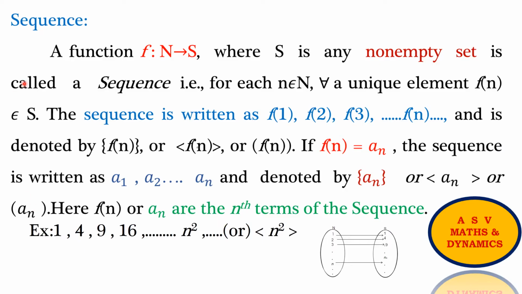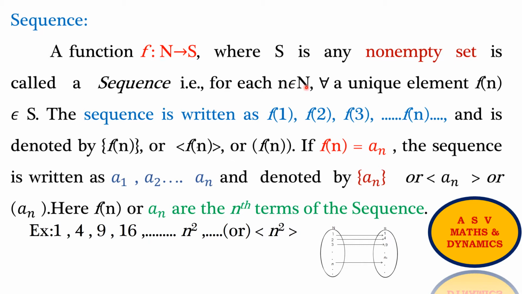What is a sequence? A sequence is nothing but a function f from N to S. So here N is the domain and S is the codomain. When you substitute the n values, you have to get only values in S. This is a non-empty set. If you get continuous values, you can call it a sequence.